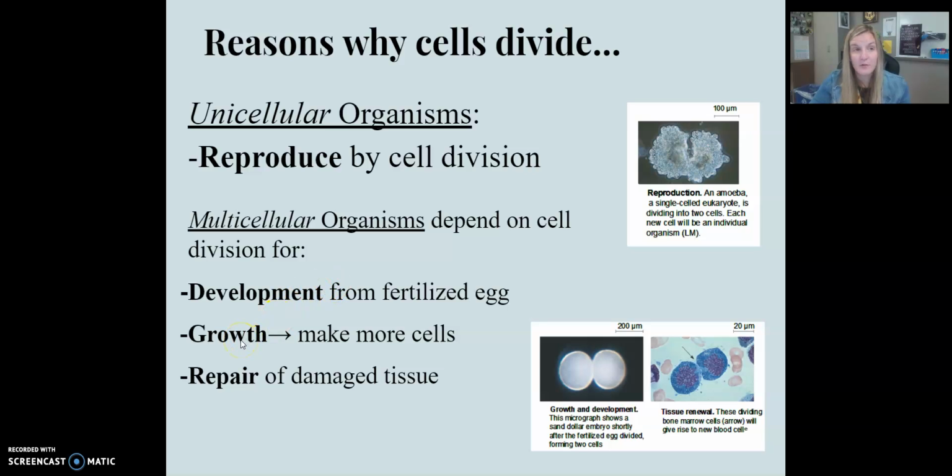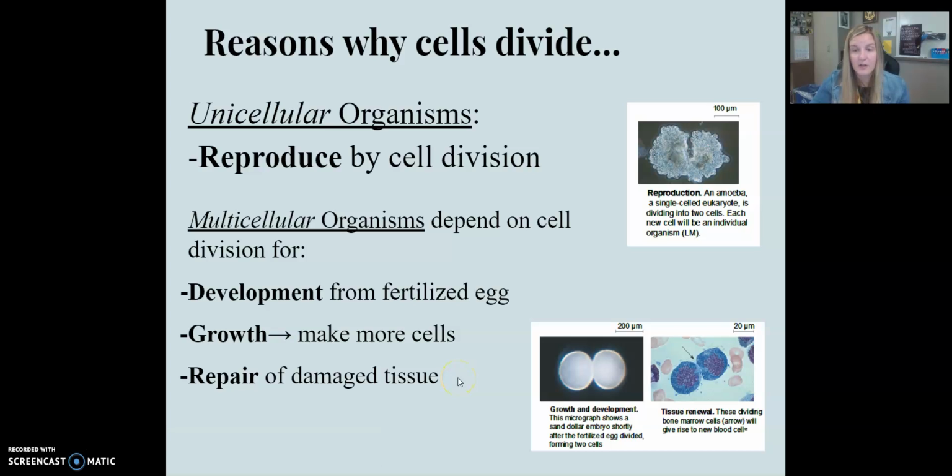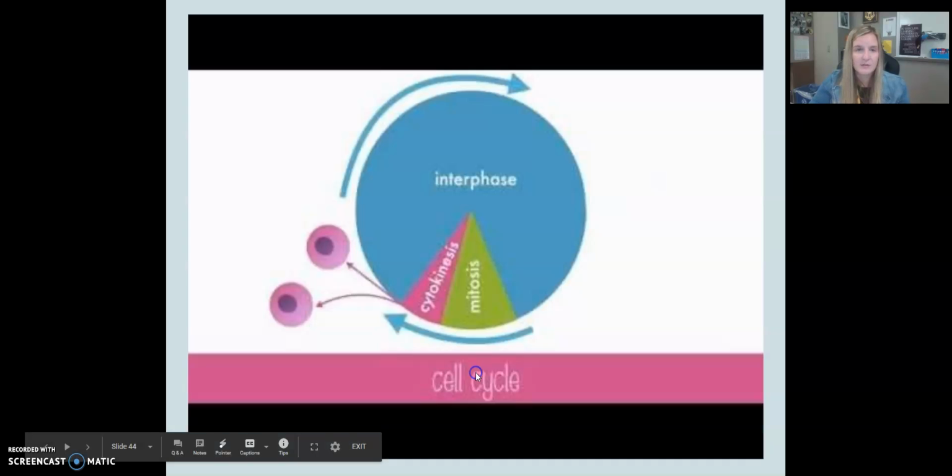You also need it for growth. So you make more cells to grow, whether that's growing your muscles, you're making more muscle cells, or just getting bigger and taller. You need to physically create more cells to get bigger, or to repair damaged tissue. So if you got cut, or if you have a wound, you need to create new cells to repair that damage, to replace those damaged cells.